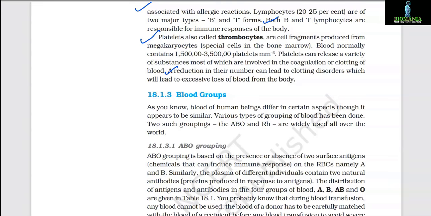A reduction in their number can lead to clotting disorders, which will lead to excessive loss of blood from the body. 18.1.3 Blood groups. As you know, blood of human beings differ in certain aspects, though it appears to be similar. Various types of grouping of blood has been done. Two such groupings, that is the ABO and Rh, are widely used all over the world.